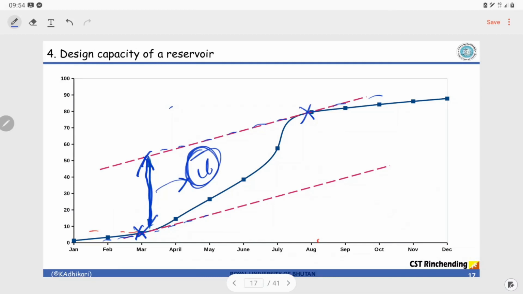So that's how we do it, and it is consistent with what I have explained previously. You take the minimum value, you take the maximum value, you draw the tangent, and then the vertical intercept is the volume of water that has to be stored to meet the average outflow or average demand. So that's how we decide upon the capacity.